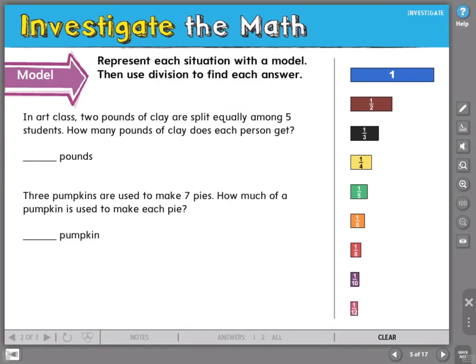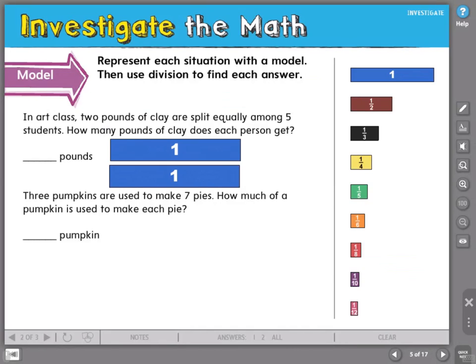Let's investigate this just a little bit more. We're going to represent some situations with a model, and we're going to use division to find the answer. So our first question says, in art class, 2 pounds of clay are split equally among 5 students. How many pounds of clay does each person get?